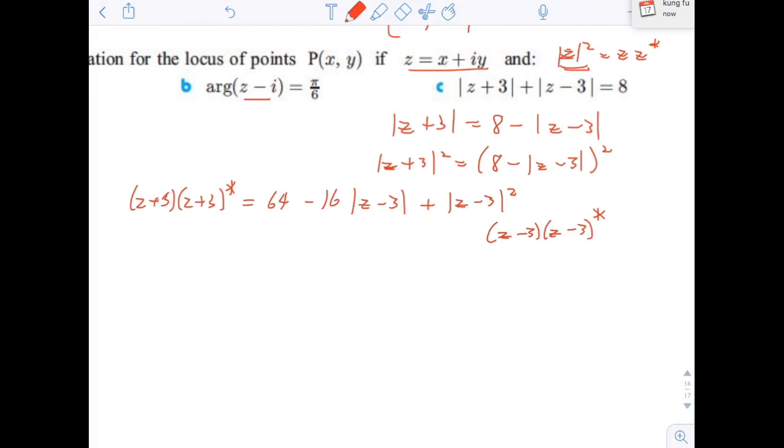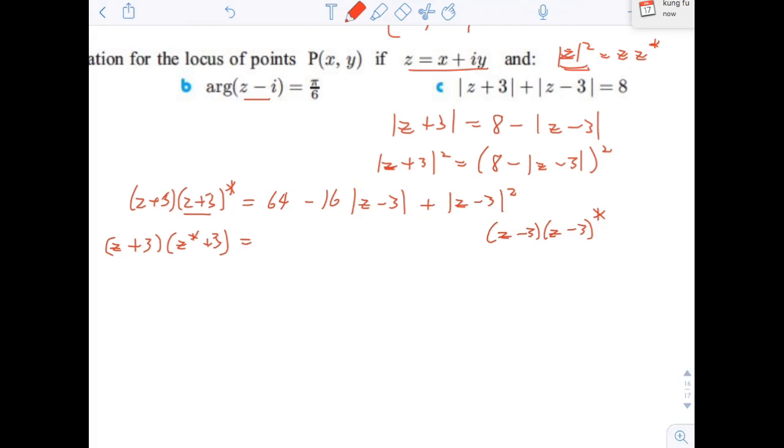And so the left side, z plus 3 times z plus 3 conjugate, that could be rewritten as z plus 3 times z conjugate plus 3, right? Because 3 is a real number, so if we take the conjugate of the two things added together, it's equal to the conjugate of the first one plus the conjugate of the second one. But 3 has no conjugate because it's just a real number, so we get z conjugate plus 3, right?